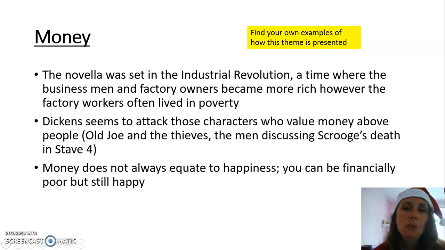And I think the most important point that Dickens is trying to make is this idea that you can be financially poor but still happy. Money does not equate to happiness.